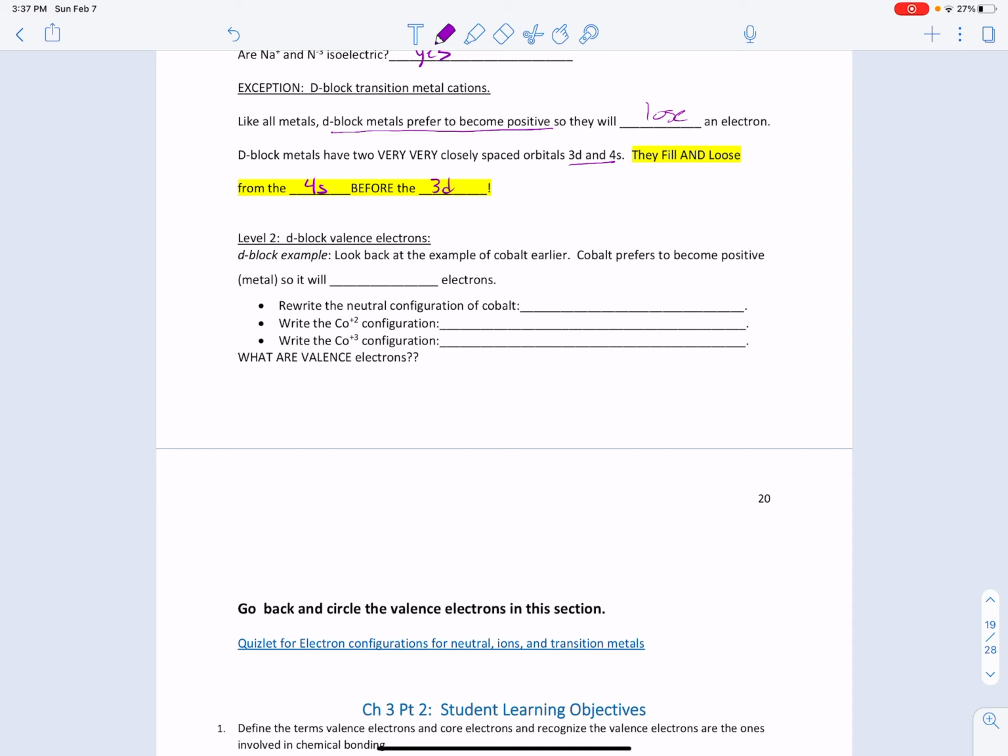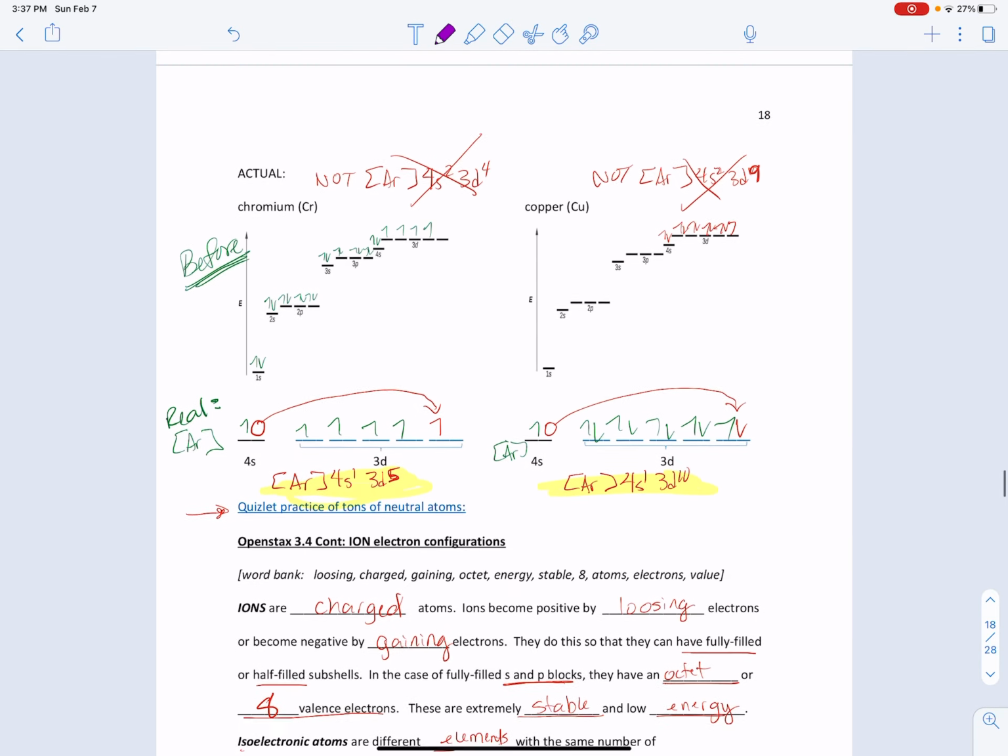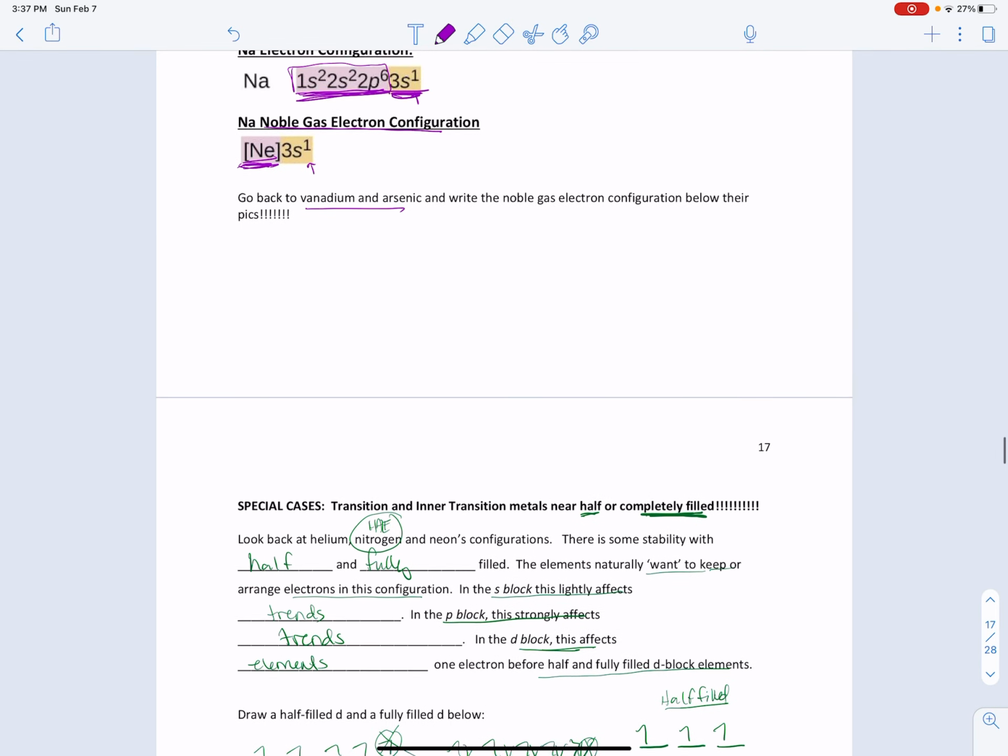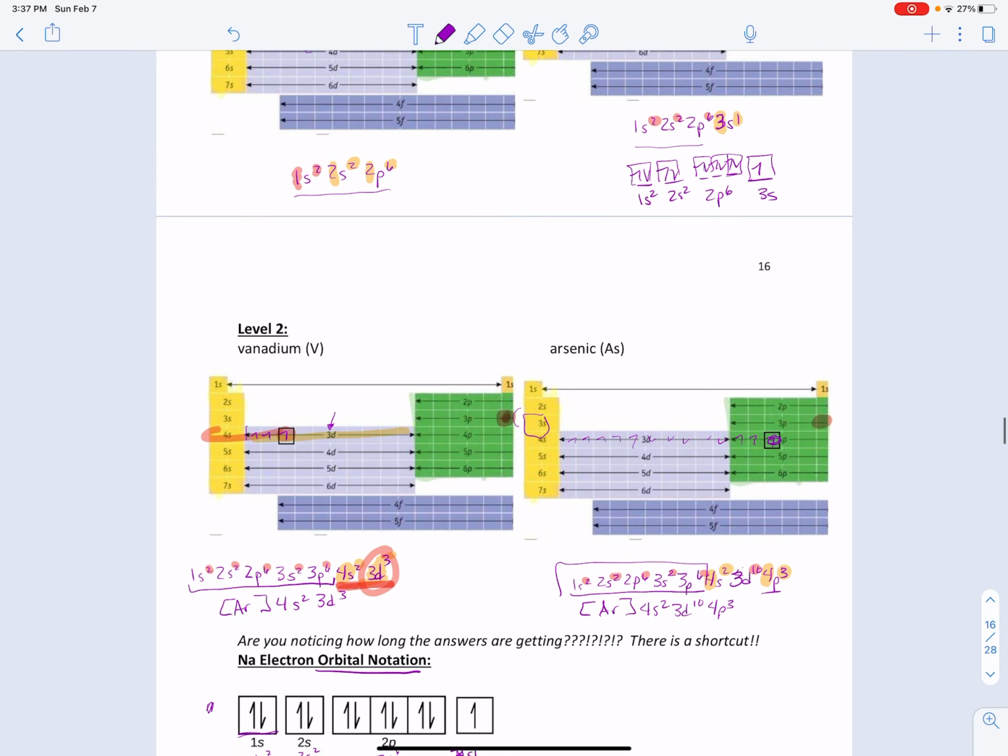We're going to look at cobalt. So cobalt prefers to become positive. Again, it will lose electrons. So the neutral configuration of cobalt. So where is cobalt on one of these charts? And did we do cobalt earlier? Arsenic, vanadium. We did not do cobalt.